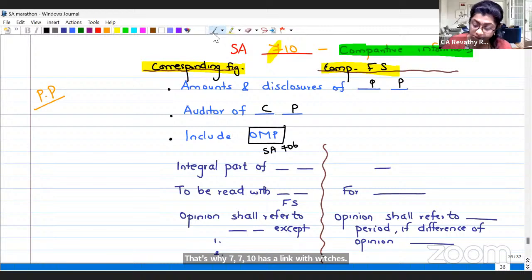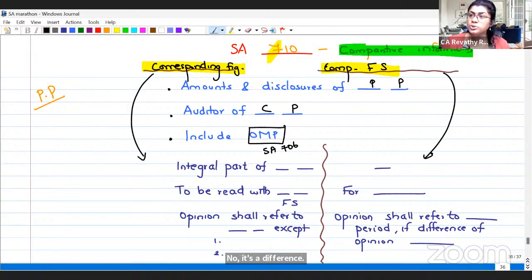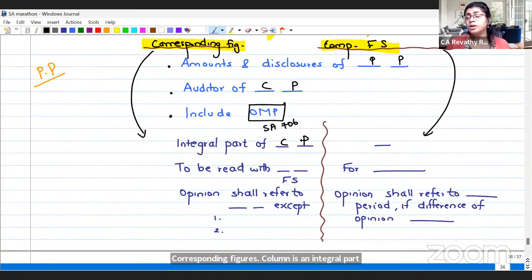Now what's the difference? Can you say the difference between the two approaches? First approach, it is the integral part. The corresponding figures column is an integral part of the current period. But those people who are confused with 710, I have put a separate video on 710 on YouTube. Please refer to it. This is just a summary. Here it is an integral part. Here it is not an integral part.